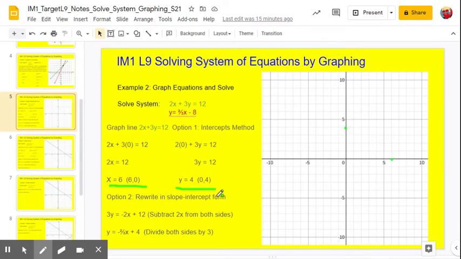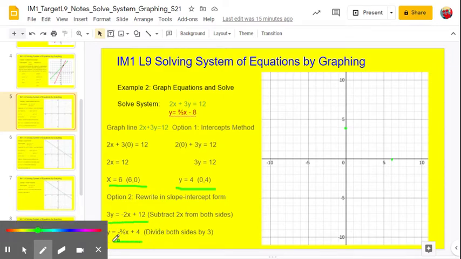If you want to rewrite in slope-intercept form, you can do so. First thing we would do, we would subtract 2x from both sides. So we get 3y equals negative 2x plus 12. Then we would divide both sides by 3 because we want 1y, and we'd have slope-intercept form, y equals negative 2/3 x plus 4. So we come over here, we would graph the (0, 4). That's the same point we had before, right? For the y-intercept, good.